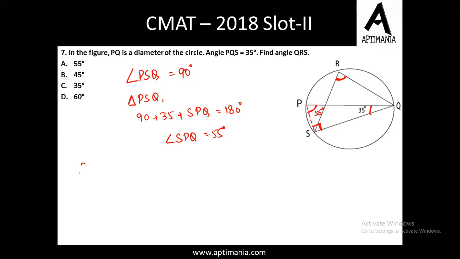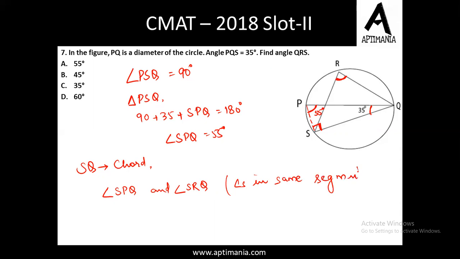Now considering SQ to be a chord, we can say that angle SPQ and angle SRQ are angles in the same segment, which are always equal. They are angles in the same segment, so they must be equal. So angle SRQ will be equal to SPQ, which is 55 degrees. So this angle will be 55 degrees. So for question number 7, the correct answer is option A, 55 degrees. Let's go ahead to the next question.